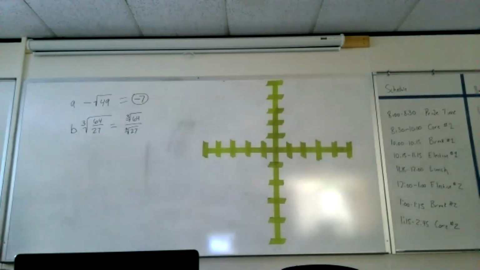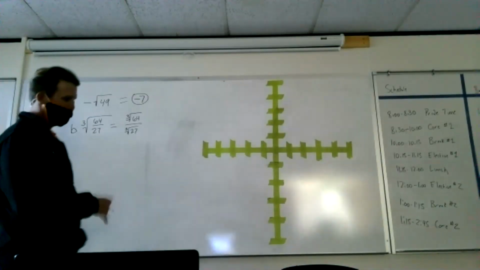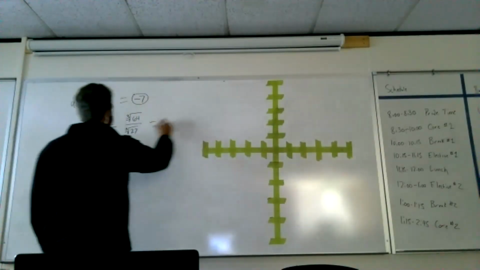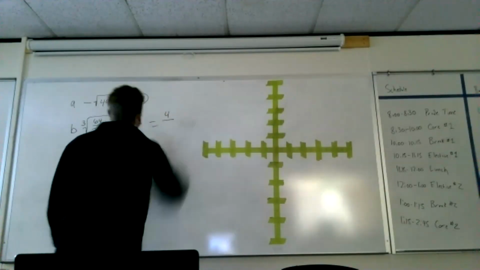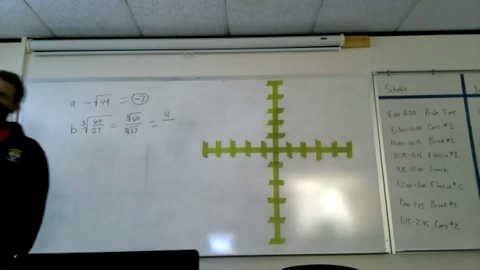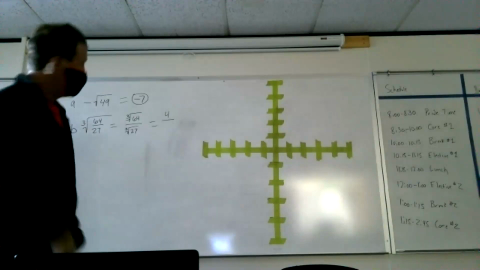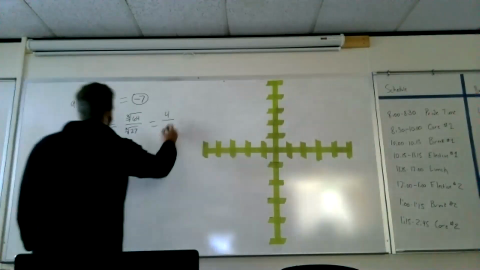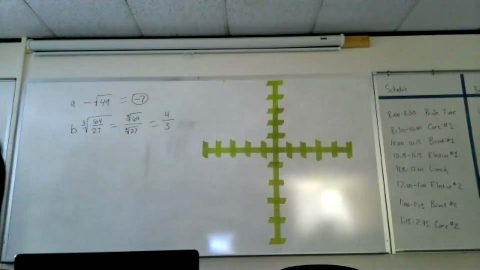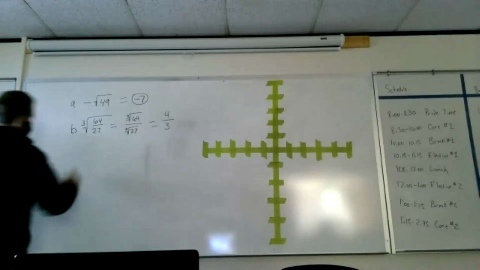Okay, so the cube root of 64 is 4. 4 times 4 is 16. Times 4 again does give you 64. And then the cube root of 27 is 3. 3 times 3 is 9. Times 3 again is 27. So our answer would be 4/3. Once again, just taking the cube roots.